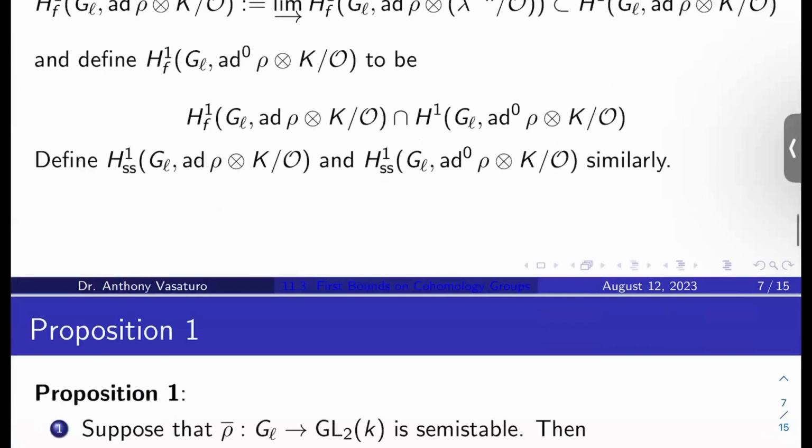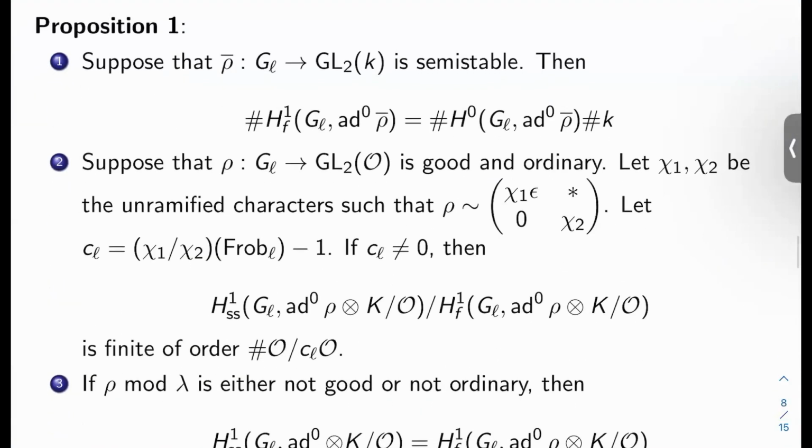Okay. So here's the first key proposition that we're going to need. This is the beginning of R equals T in the general case, I would say. 3 parts. Part 1. Suppose rho bar from GL to GL2 of K is semi-stable. Then the cardinality of H1F GL ad 0 rho bar is the cardinality of H0 GL ad 0 rho bar times the cardinality of K.